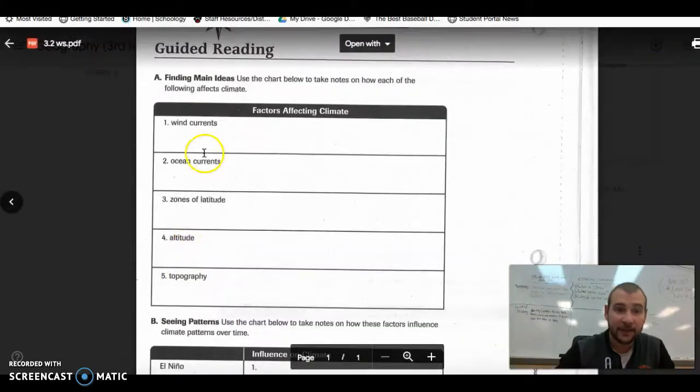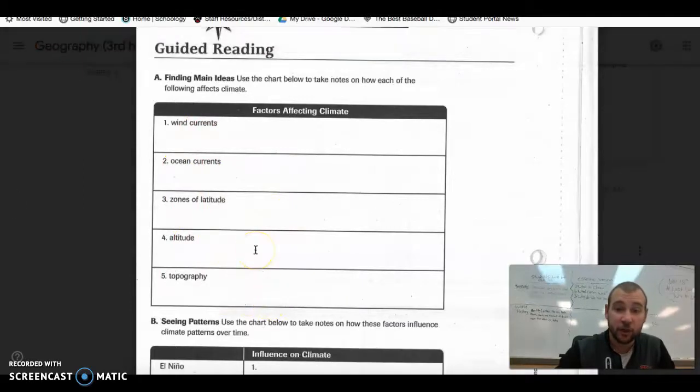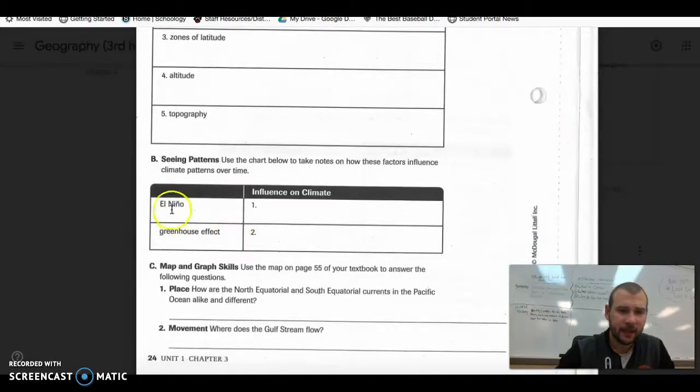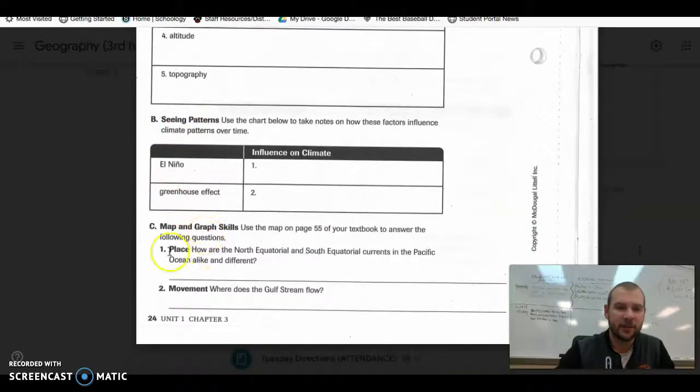So we got basically terms, definitions for the first 5. Just what are they? So just give me the term. Part B is how they affect climate patterns. These two, I guess, pieces: the El Nino and then the greenhouse effect. How does that affect climate patterns? And then this part right here, we just use that little graph, the wind current and the ocean current graph or chart or map, whatever you want to call it, to answer 1 and 2. And again, these will both be short answer styles.